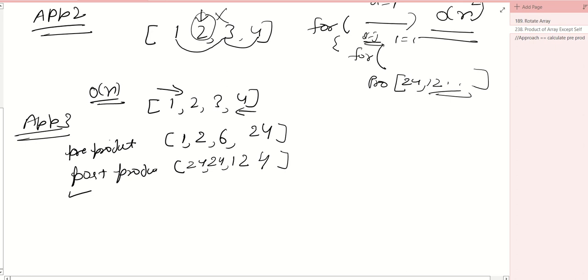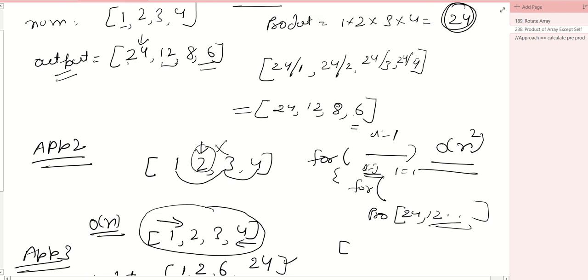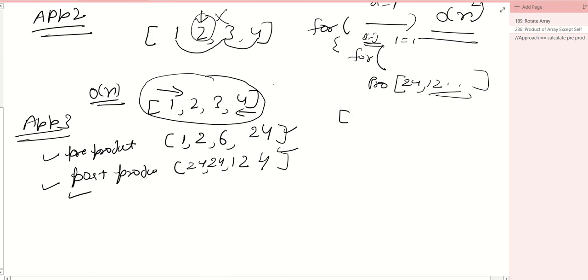Okay, so once we have the pre-product and post-product, how can we calculate the output from these two? Let me write the output over here. What was the output? It was 24, 12, 8, 6. So from the input array and these two arrays we have calculated, how can we achieve this output?